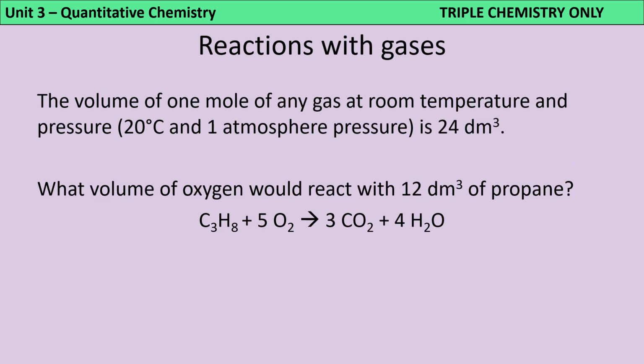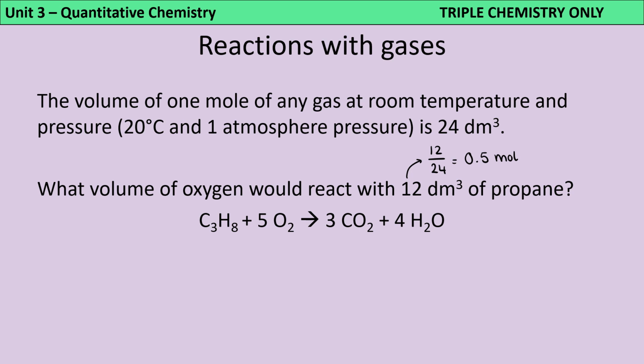The last thing that the triple scientists need to be aware of is that regardless of the identity of a gas, 1 mole of gas will take up 24 decimetres cubed of space if it's under standard conditions, so room temperature and room pressure. Now, this allows you to do some calculations. So for instance, if we say that we've got 12 decimetres cubed of propane, I can say, well, 12 divided by 24 is 0.5 mole.